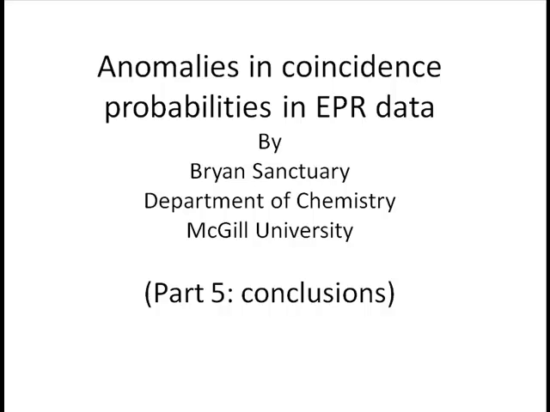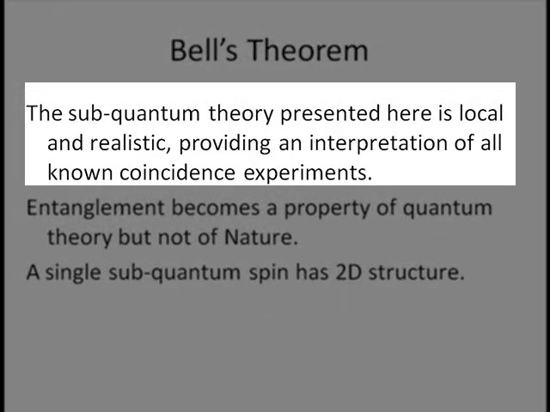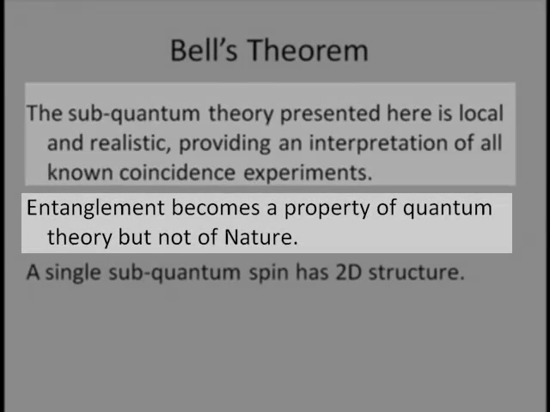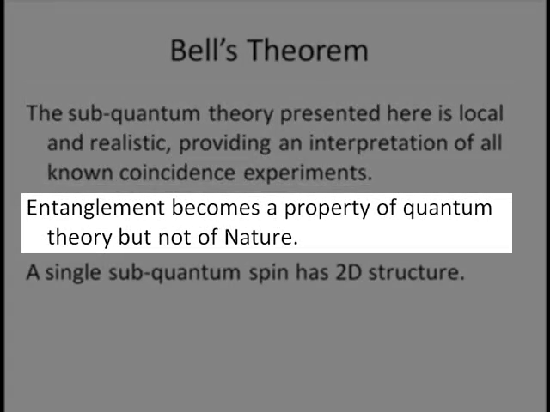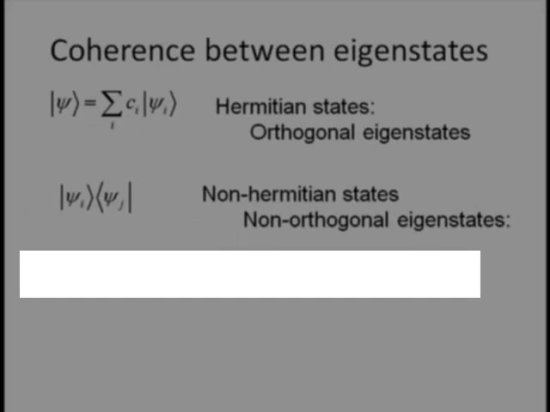I will now summarize. Due to the presence of the root 2 spin, the locality assumption in deriving Bell's inequalities is intact. The subquantum theory presented here is both local and realistic, providing an interpretation of all known coincidence experiments. Entanglement becomes a property of quantum theory, but not of nature. A single subquantum spin has two-dimensional structure rather than the point particle description of quantum mechanics.